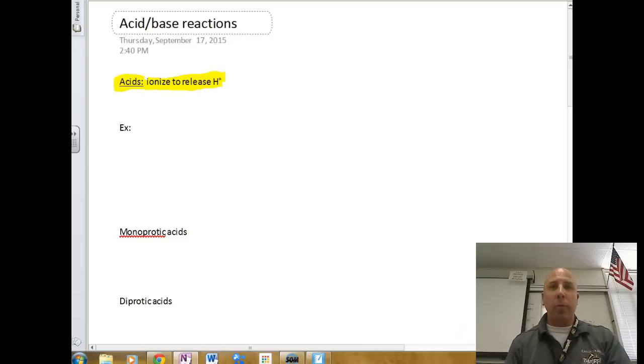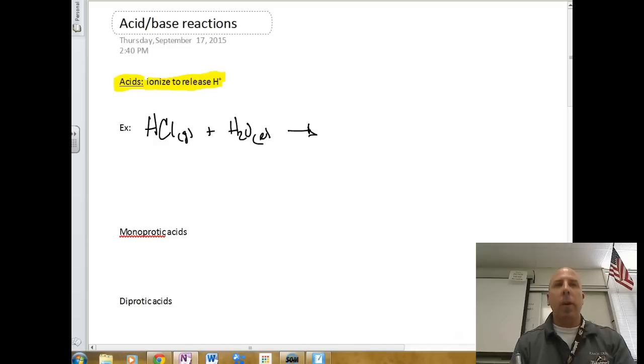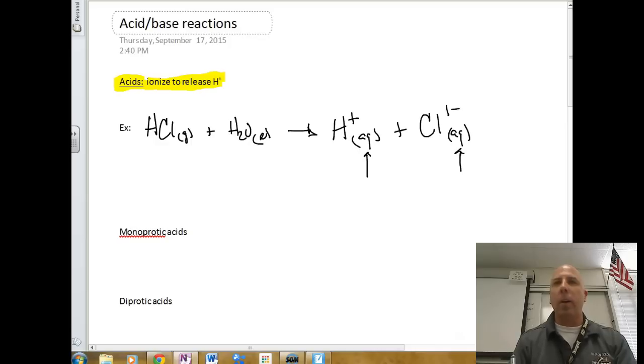So let's talk about these guys real quickly here. So here's an example. Let's say we have HCl gas being bubbled through water. And what would be the product? Well, what's going to happen is the HCl gas will ionize, and we will get hydrogen ions in solution. And we're also going to get the chloride ions in solution. And you can see that these are aqueous, and that takes care of the water that we're dealing with.